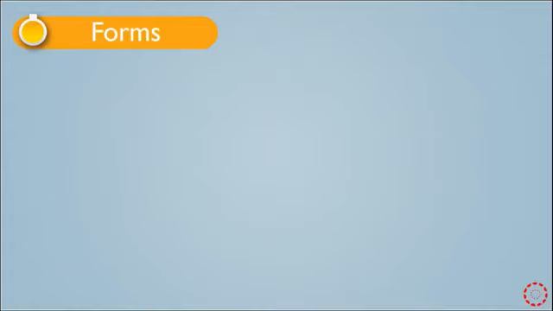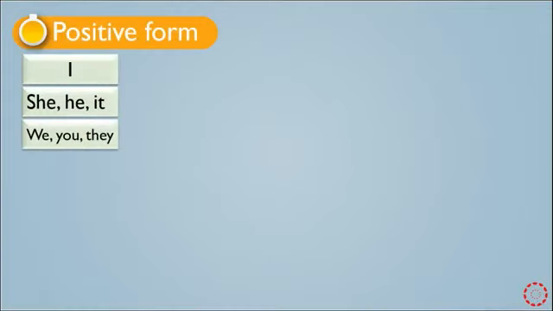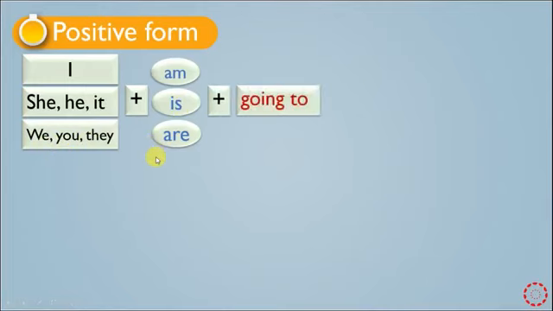What are the forms of going to? We start from the positive form. At the beginning we have the subject, and then we have the verb to be: am, is, are. For example, we say I am; she, he, or it, we say is; and with these personal pronouns we, you, they, we say are. And then we have going to. After going to, we have the verb.